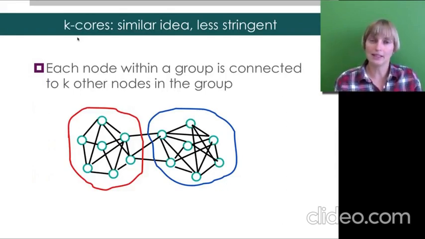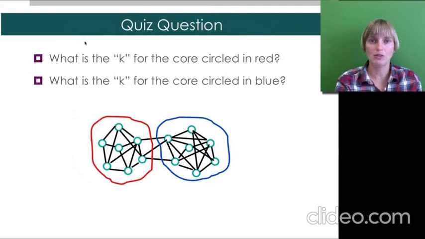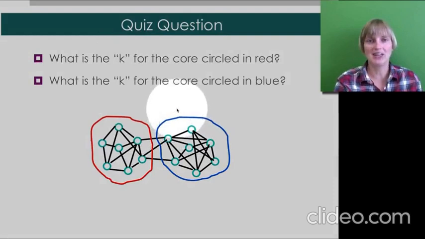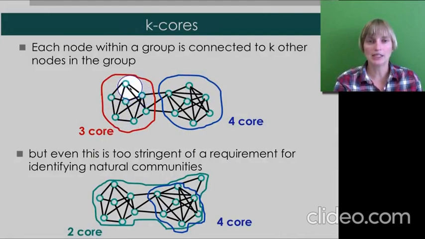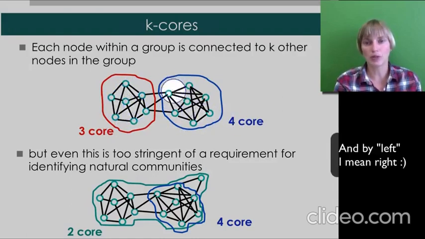K-cores say that unlike cliques, you don't need to know everyone in your K-core, you just need to know K of them. So looking at this network then, can you tell me what is the K for the core circled in red, or depending on your quiz question, what is the K for the core circled in blue? Indeed, you should have found that this is a 3-core, so every node on this side is connected to at least 3 other individuals within that same 3-core, and the one on the left is a 4-core because everyone's connected to at least 4 others.